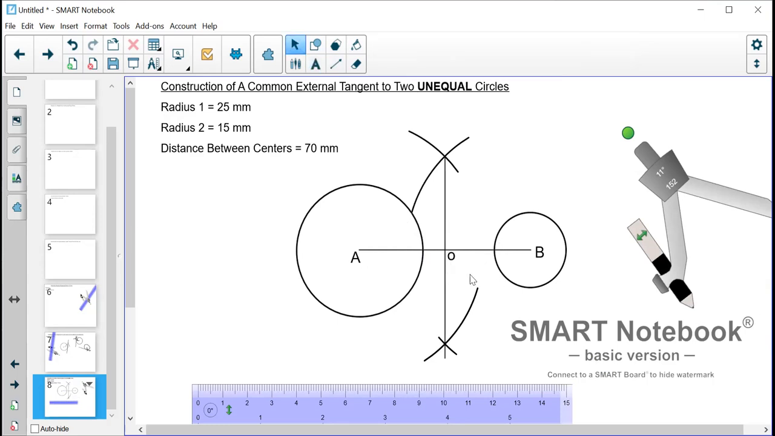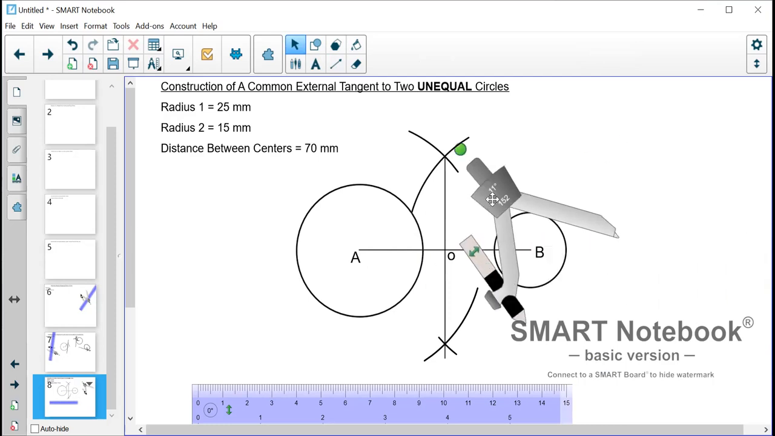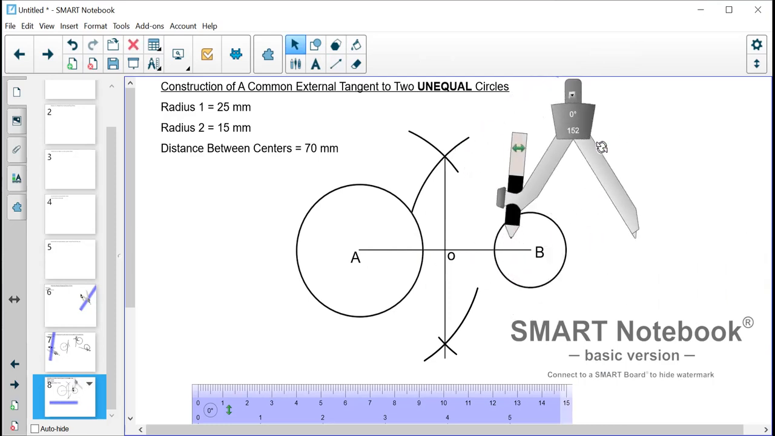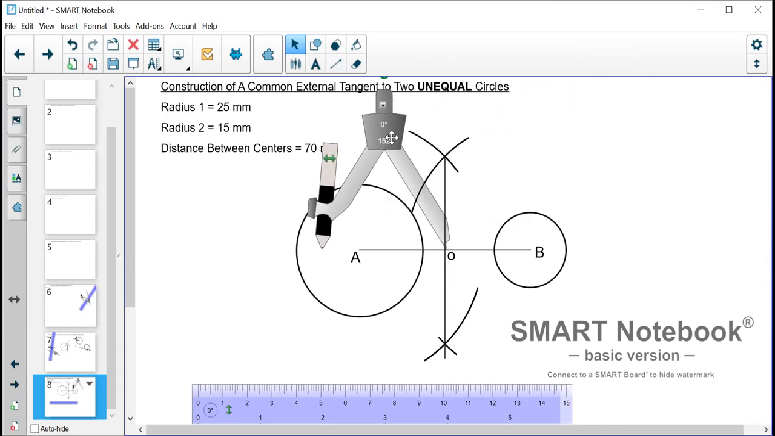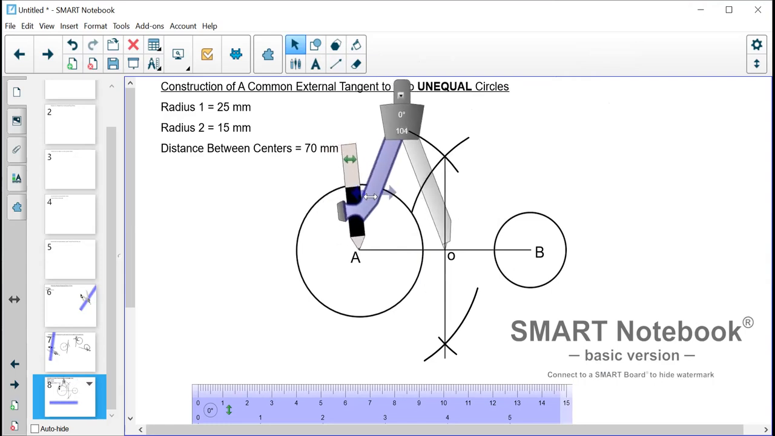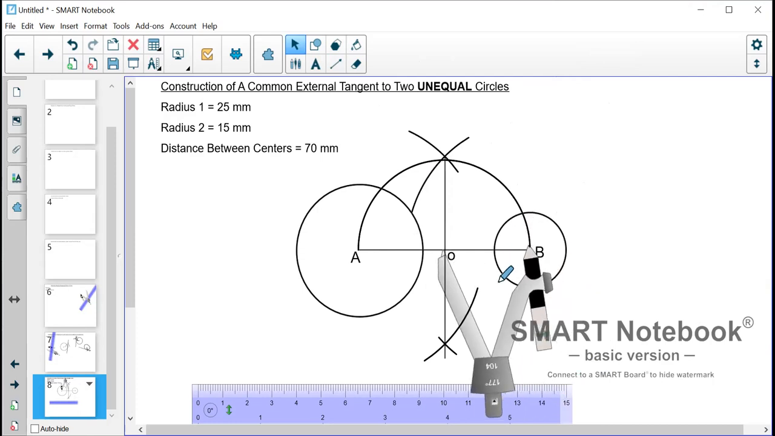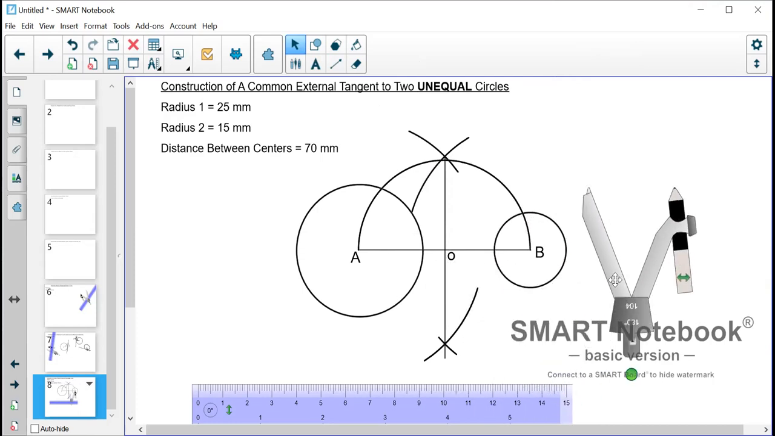Good. Now the reason why we obtain that center is because we want to draw a semicircle from that center. So we place the point of the compass at the center, which is O, and we open to the end, which is A or B. It should be the same distance. And we draw that semicircle.